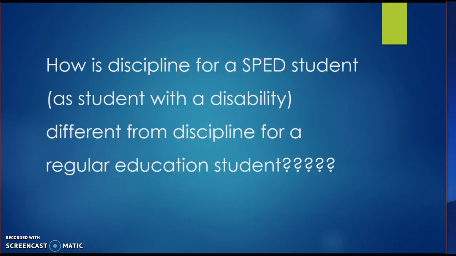Basically, when we discipline a regular education student, we look for the root cause. What made this student decide to do this behavior? And we try to help them work through that choice or that decision and make better decisions in the future. For a special ed student, it's the same thing. But just so you get the full picture of how discipline is different when a regular education student does something and a special education student does the same thing, here's a quick visual of how it looks in the school.